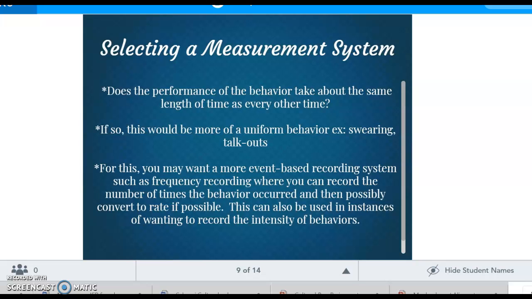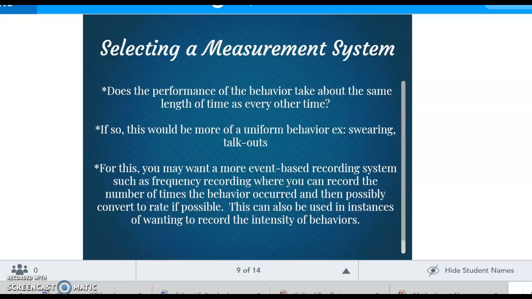Let's talk about selecting a measurement system. One question that you want to ask yourself is, does the performance of the behavior take about the same length of time as every other time? If the answer to this is yes, then this would be more of a uniform behavior like swearing or talkouts.